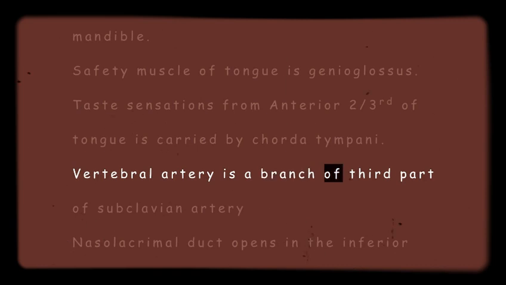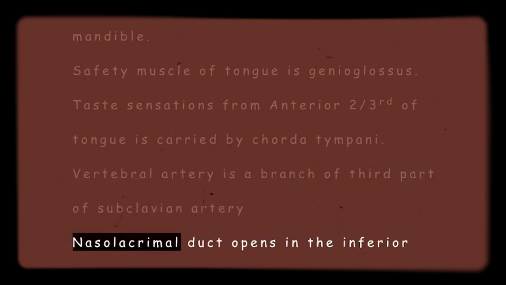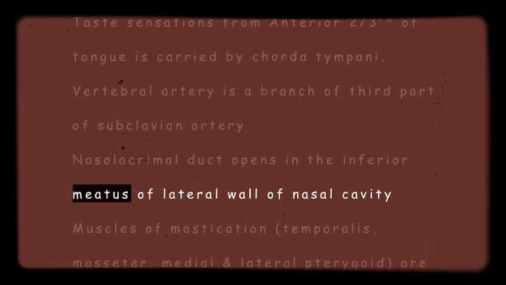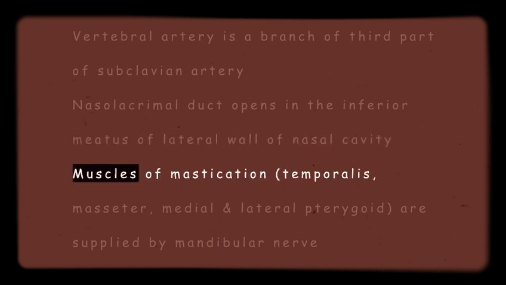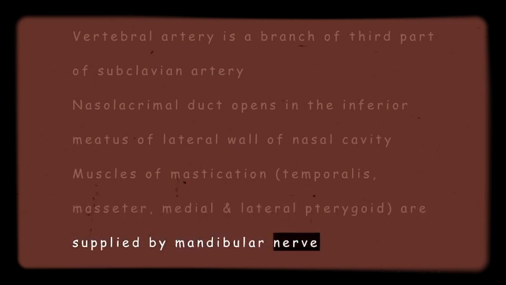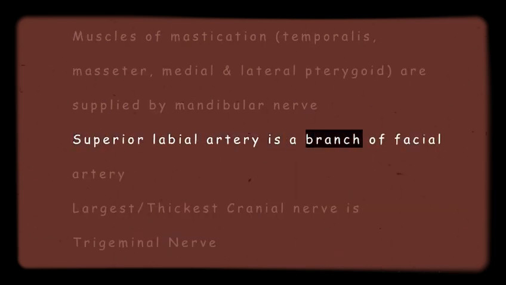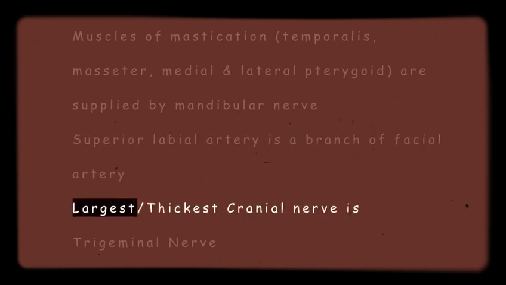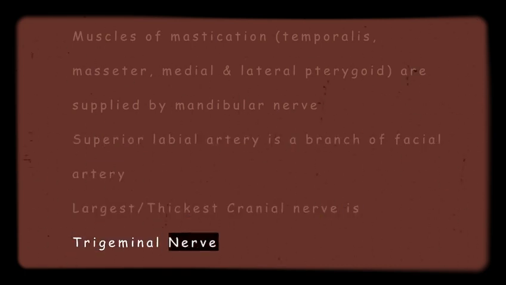Vertebral artery is a branch of first part of subclavian artery. Nasolacrimal duct opens in the inferior meatus of lateral wall of nasal cavity. Muscles of mastication, temporalis, masseter, medial and lateral pterygoid, are supplied by mandibular nerve. Superior labial artery is a branch of facial artery. Largest / thickest cranial nerve is trigeminal nerve.